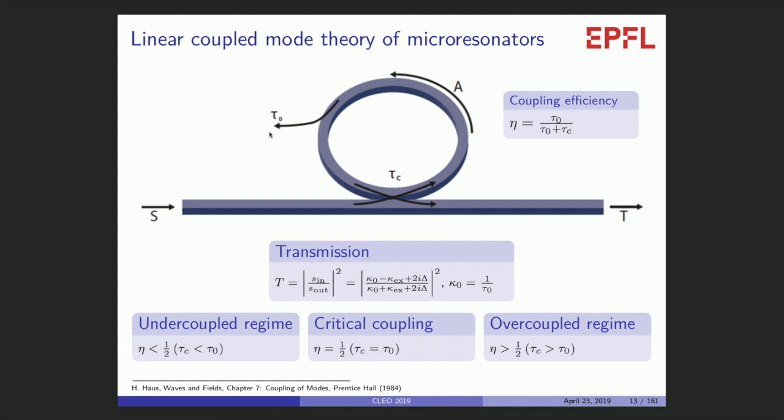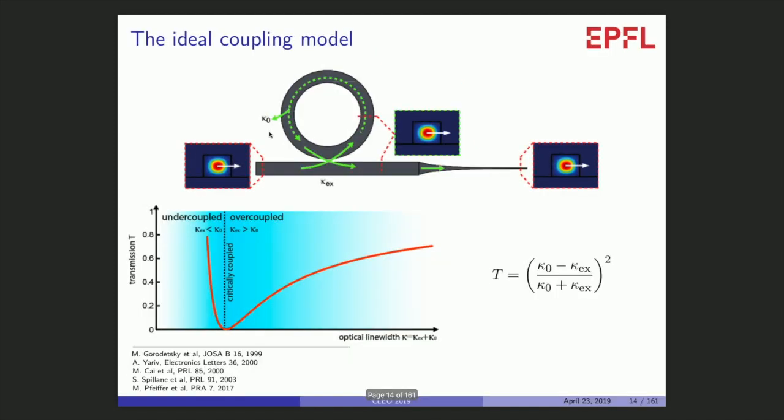Now what happens to the power? Well, it's just lost due to intrinsic absorption, so the power is just converted into heat. So this is graphically. Again, you have the transmission coefficient, you have the optical line width, you go from undercoupled to critical coupled to overcoupled. And so the critical coupling point here is a point of maximum extinction, and that's where you transfer all the power into the resonator.